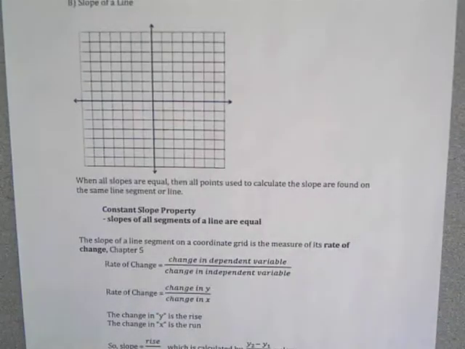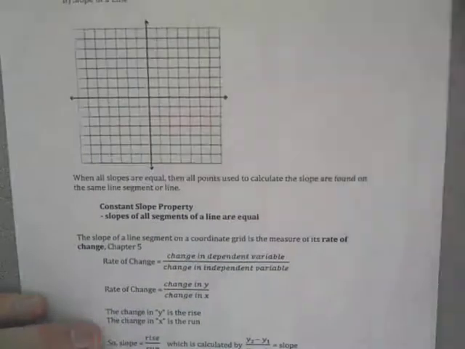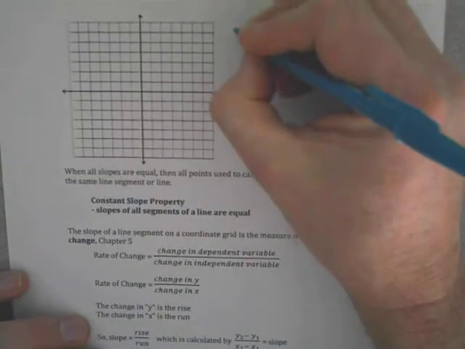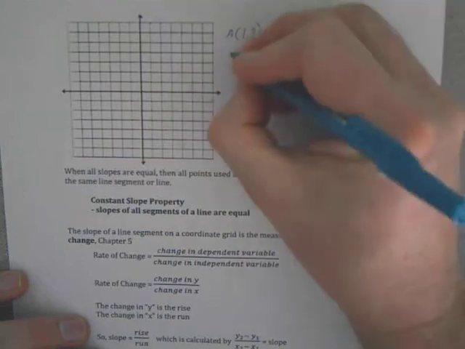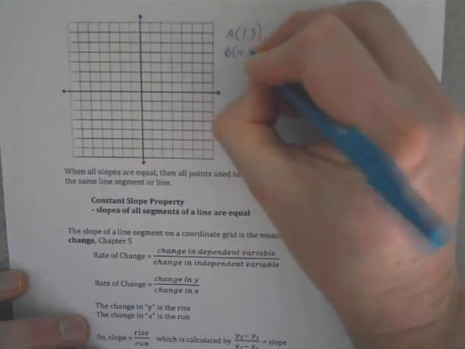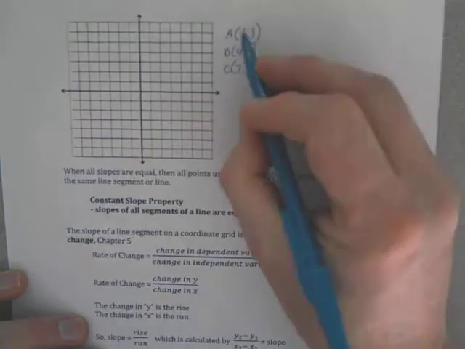Part B talks about different points on a line, so we want to make sure that they follow suit. If I'm given points A at (1, 3), B at (4, 5), and C at (7, 7), plug them on the line.